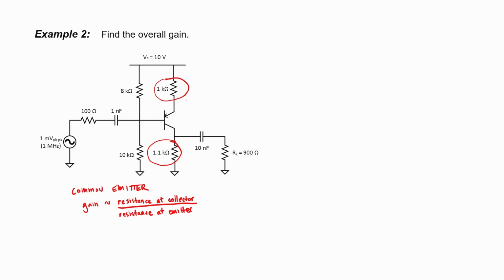So if I just look at these two resistors, I can say, well, the gain is going to be about negative 1.1 divided by 1. And then we have to modify that by the input and output impedances. Let's go ahead and fully analyze the circuit. And I'm going to start with a DC bias check.